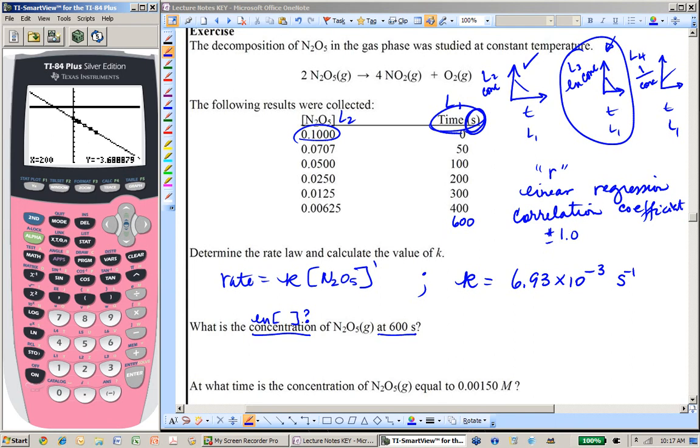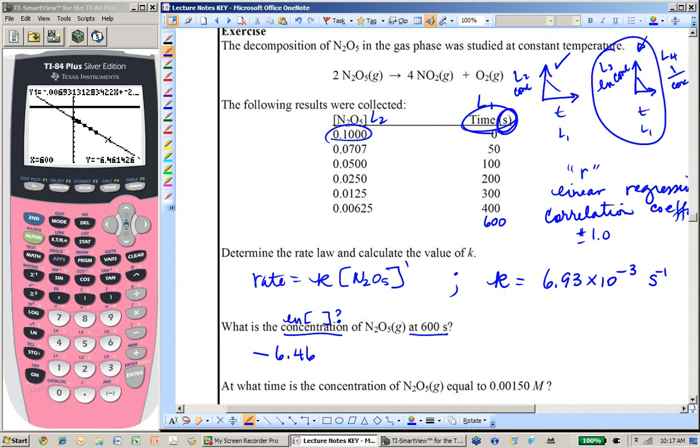Look at that. It ooched all the little points together. They're not spread out beautifully all across the screen anymore, so it ooched them up. Now we ought to be able to fit 600 on there somewhere. So let's try again. Second, trace, value, 600, and there we go. So the concentration is equal to negative 6.46. What? Concentration negative? In what universe? On what planet? That's not going to happen.